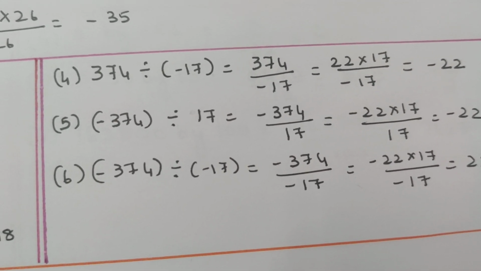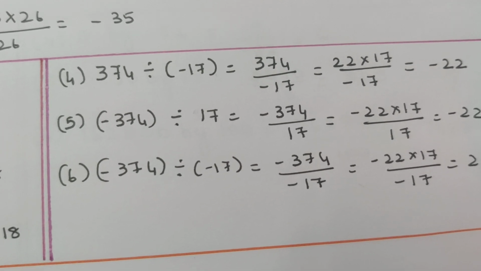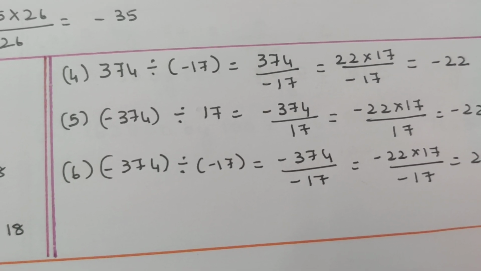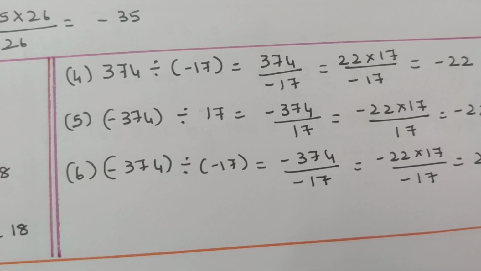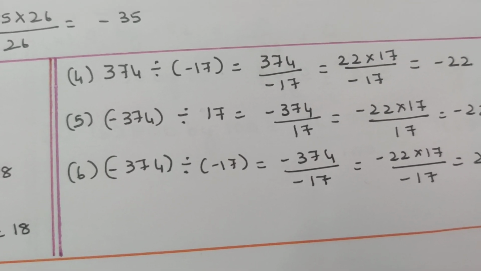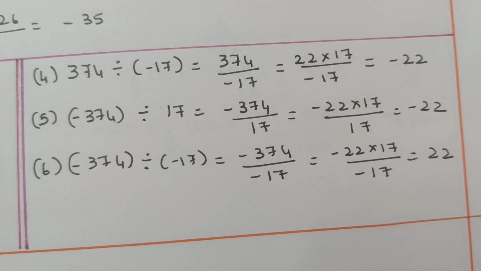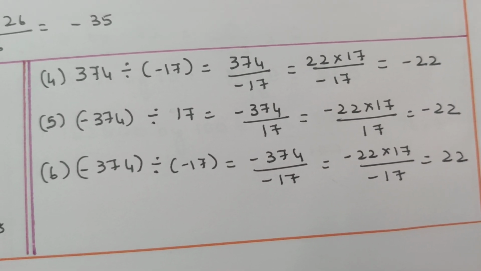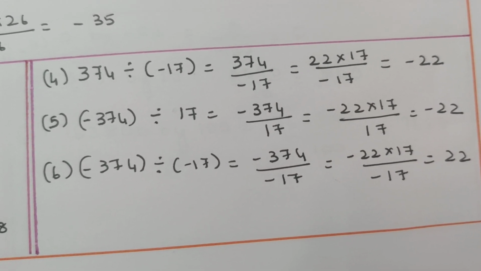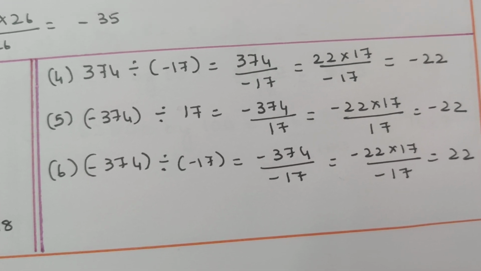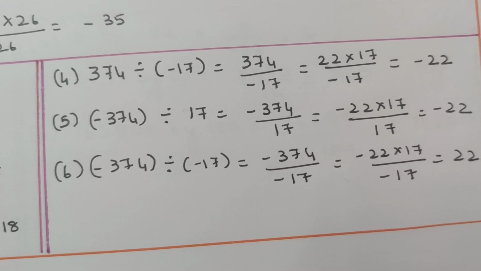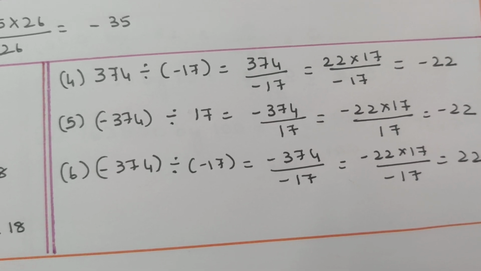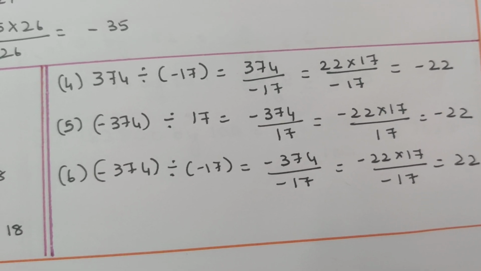Let's move on to question number 4, 5 and 6, which again has the same numbers 374 and 17, but the signs being different. 374 divided by minus 17 will give you minus 22 because plus divided by minus is equal to minus, and hence the answer minus 22. Now the fifth one, minus 374 divided by 17. Again the quotient would be 22, but we have a minus in the numerator and plus in the denominator. Minus divided by plus would give you minus 22.